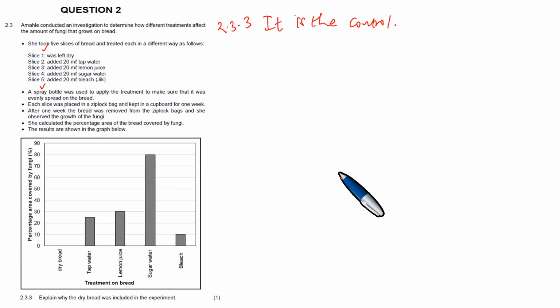There's something called the control experiment, because we applied no substance at all. Since on the dry bread we have put nothing, it is called the control. And we always make observations on what is happening on the control side of things in science experiments. So this is extremely important to observe.